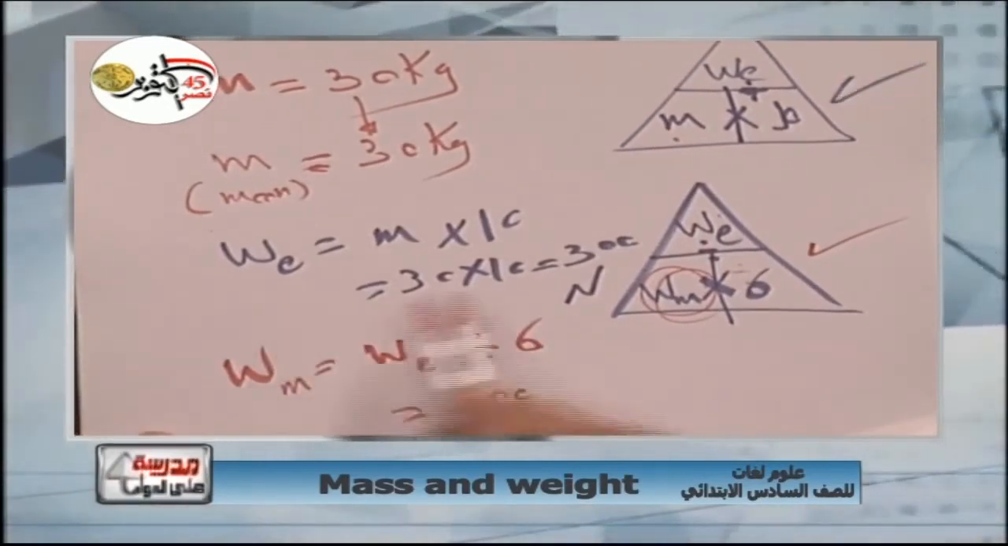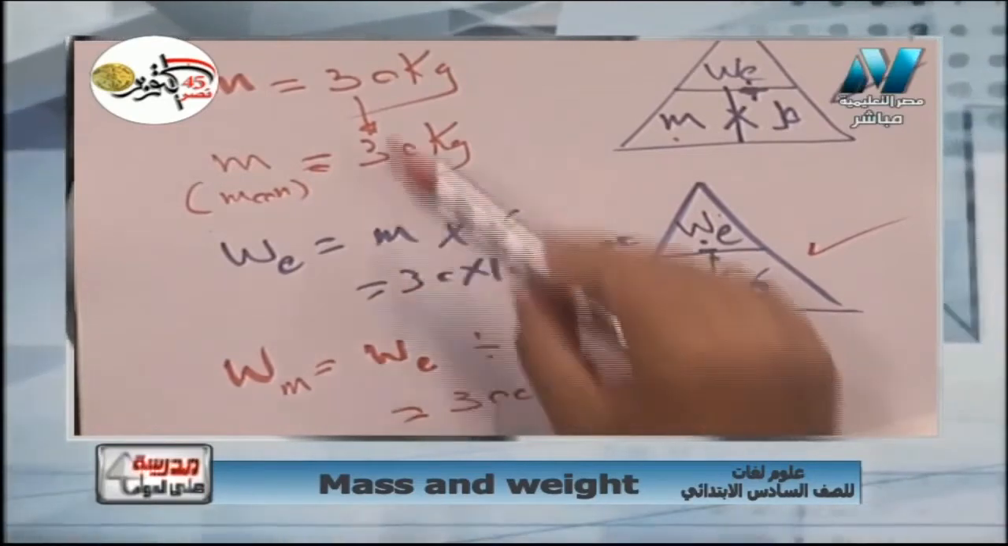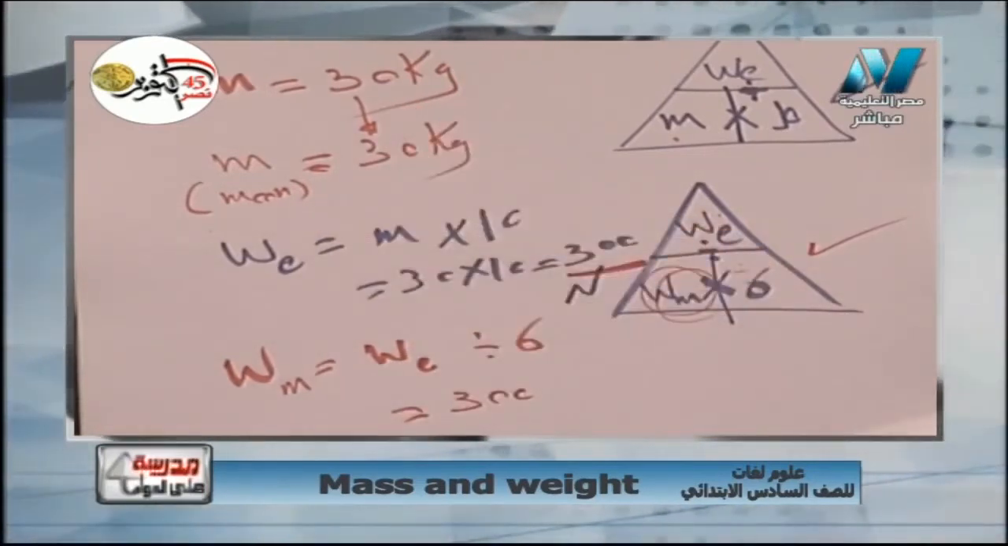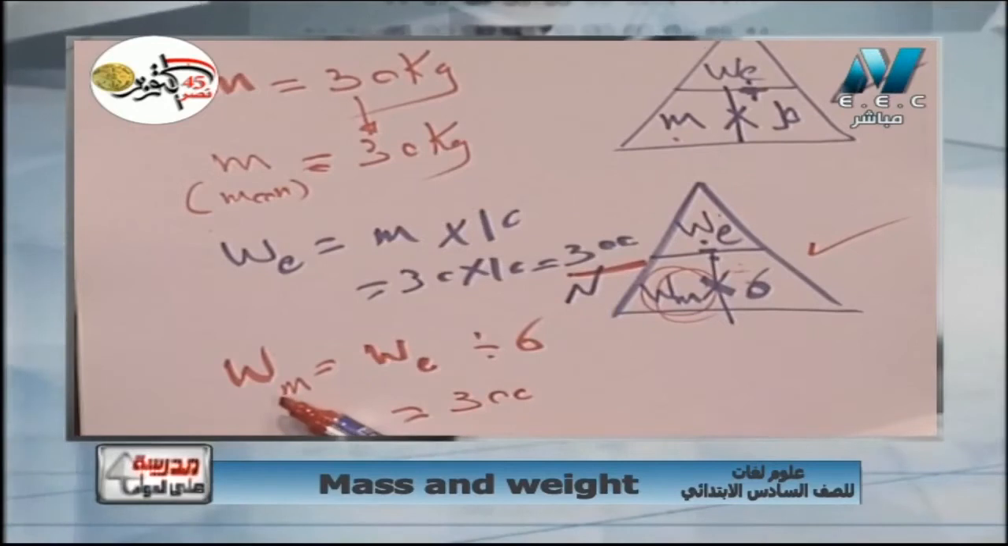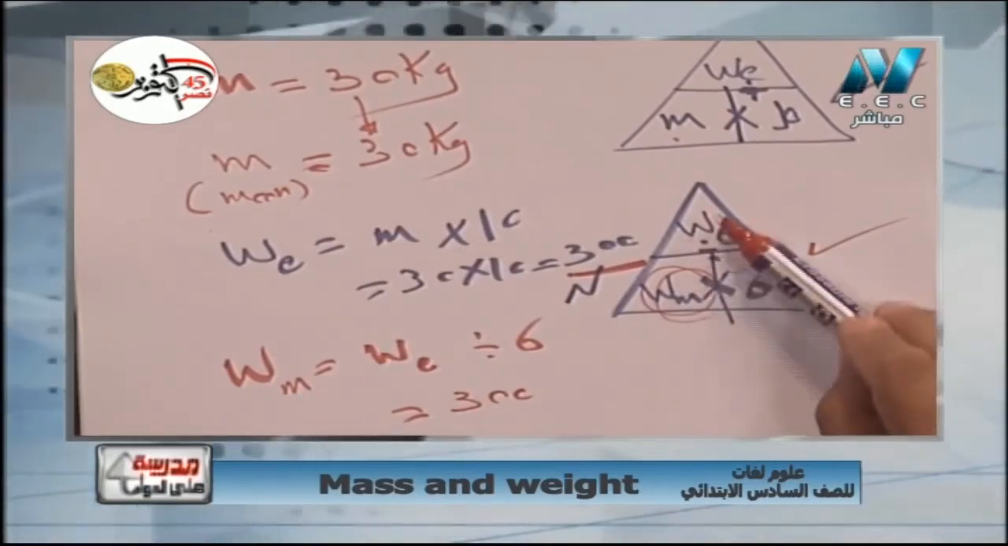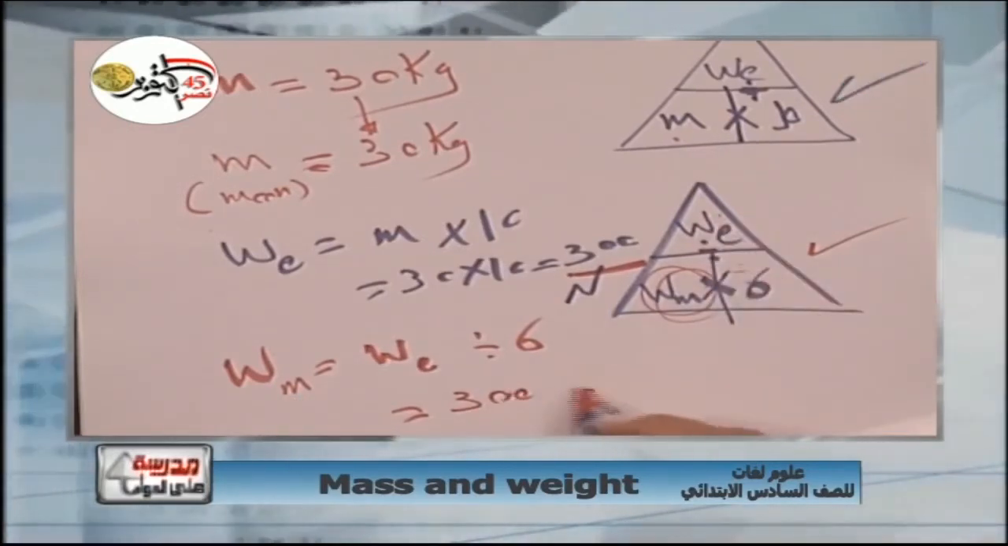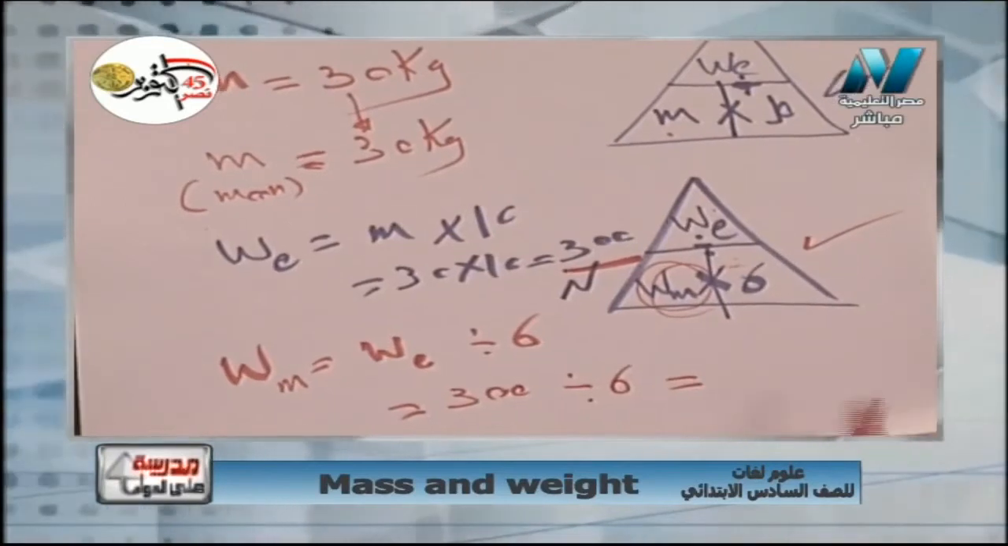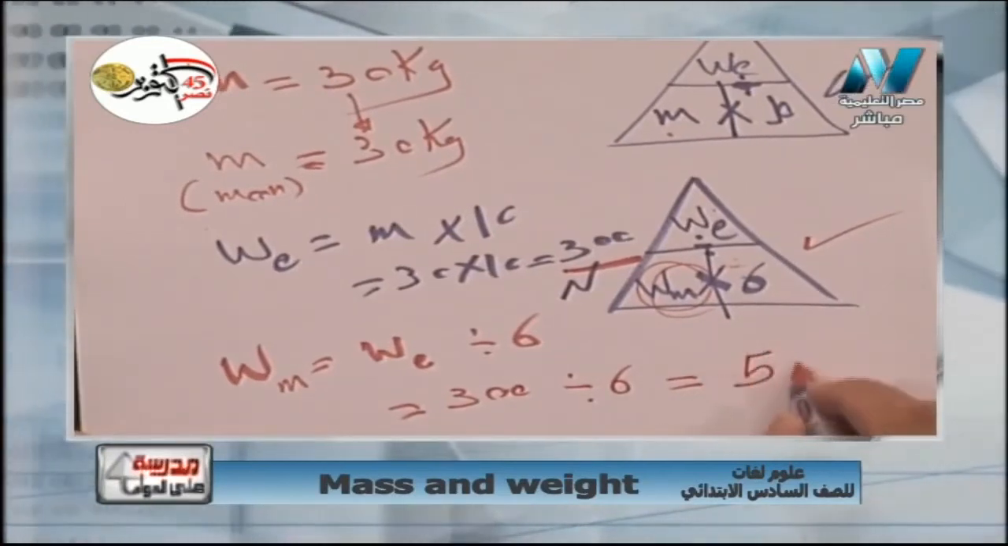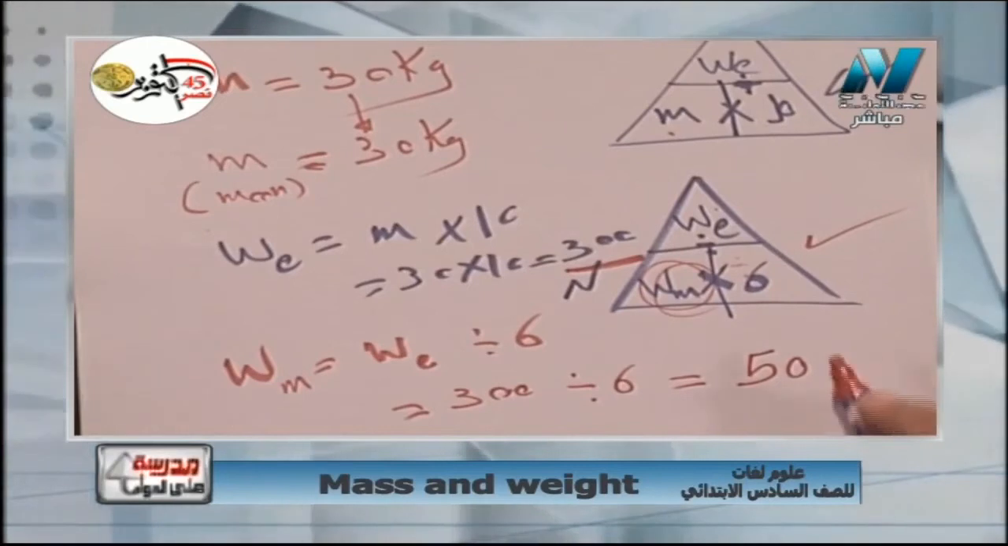ناخد بالنا weight on the earth هو ده، لكن ما حدش يستخدم بقى الماس مرة تانية. أنا خلاص خلصت الماس كده انتهينا منها. أنا عايز weight on the moon. It will be equal weight on the earth divide 6. So it will be 300 divide 6 equal what؟ equal 50 what؟ 50 نيوتن.